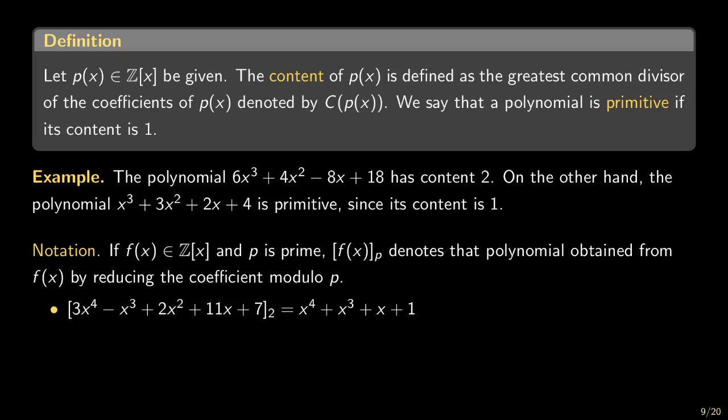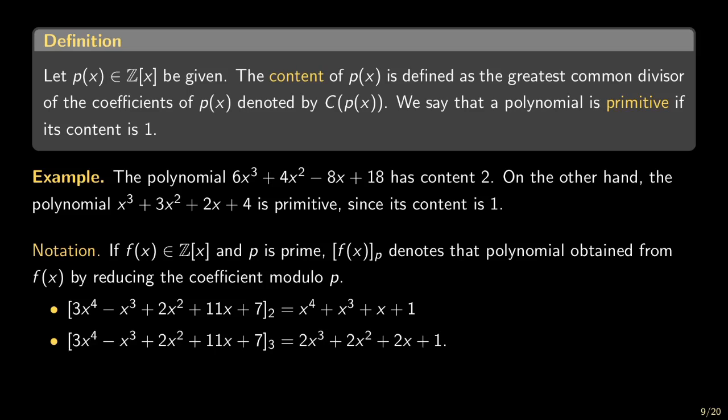As an example, if I reduce 3x to the fourth minus x cubed plus 2x squared plus 11x plus 7 modulo 2, what does it do? When odd, it becomes 1. When even, it becomes 0. So this 3 is converted to 1. This negative 1 is converted to 1. This 2 is converted to 0. The 11 becomes 1. The 7 becomes 1. Therefore, the resulting reduction is x to the fourth plus x cubed plus x plus 1. Notice that in this case, this polynomial is no longer an integer polynomial. It's now a polynomial in Z2 square bracket x.